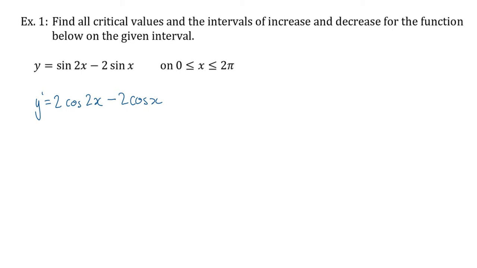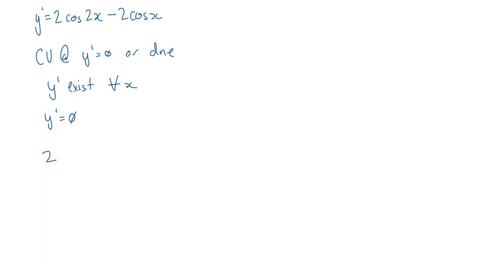Okay. Critical values occur when y prime is 0 or does not exist. Y prime exists for all x. Where does y prime equal 0? That's where 2 cos 2x minus 2 cos x equals 0. Well, first of all, we can get rid of those 2's.